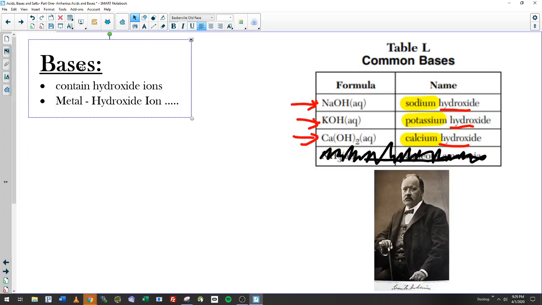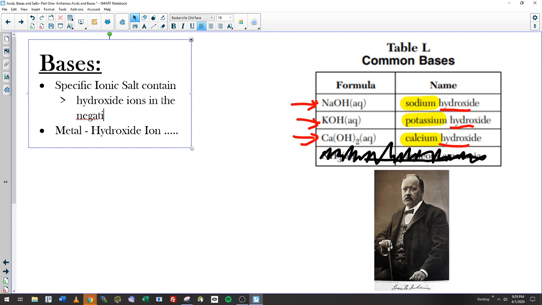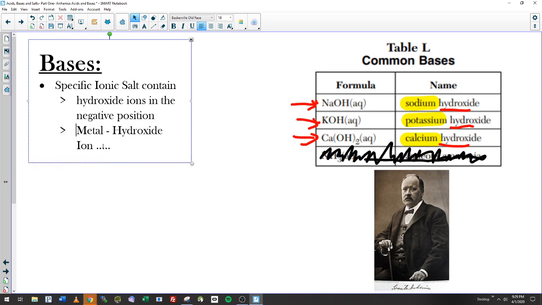According to Arrhenius, a base is just a specific ionic salt. Bases are specific ionic salts that contain hydroxide ions in the negative position, and they contain a metal in the first position. And if I had to give you a formula for this, it should be metal bonded to a hydroxide ion.